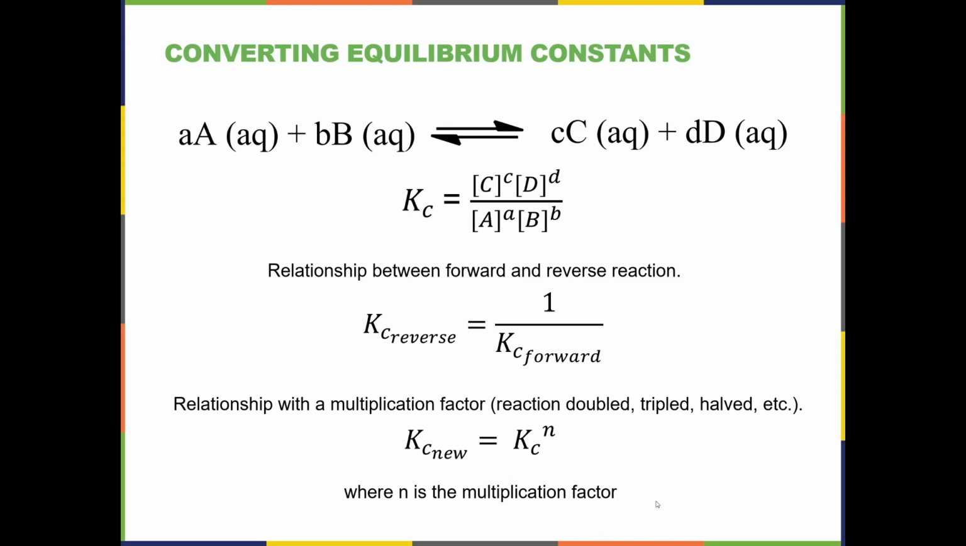It still has to be balanced, so you have to double everything or triple everything or halve everything. You can't just double or triple one of the products or reactants because then you won't have a balanced chemical equation.